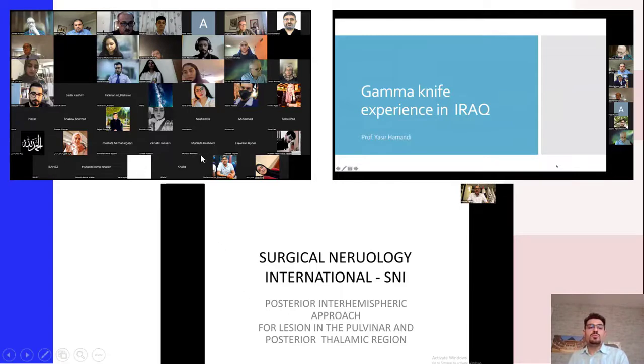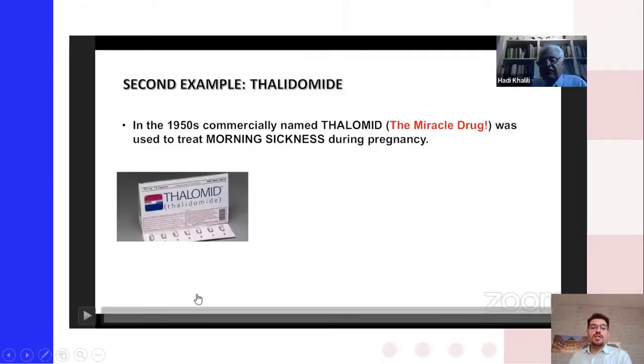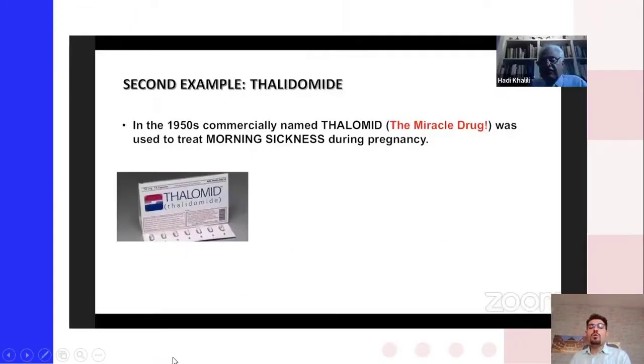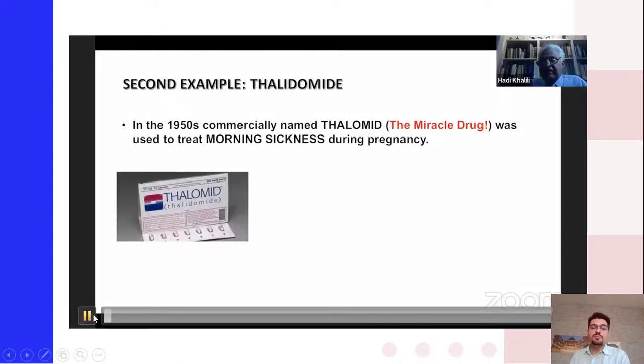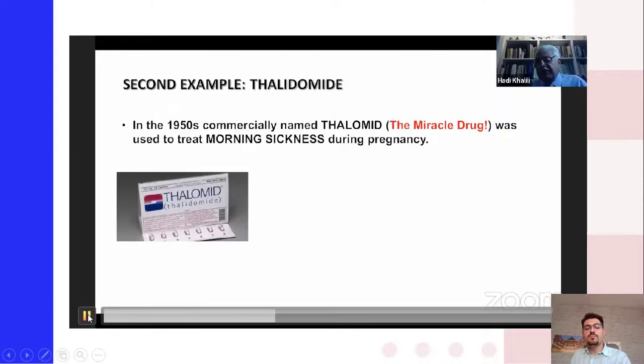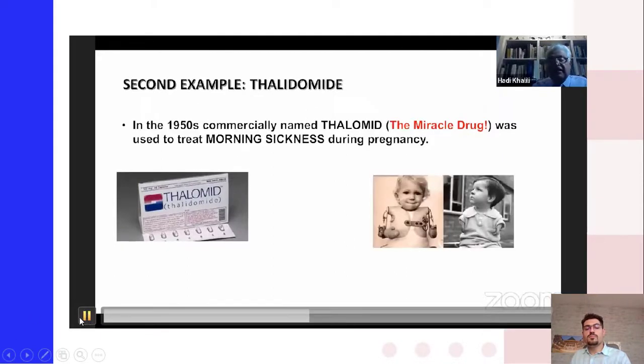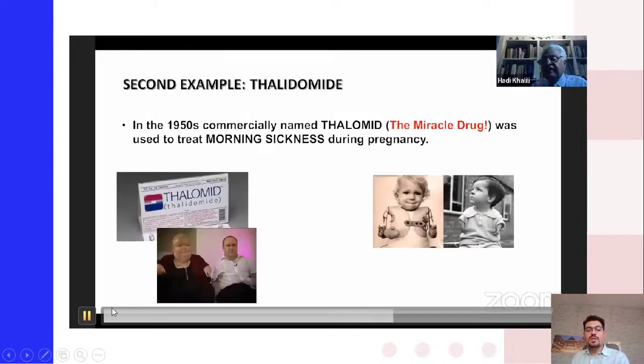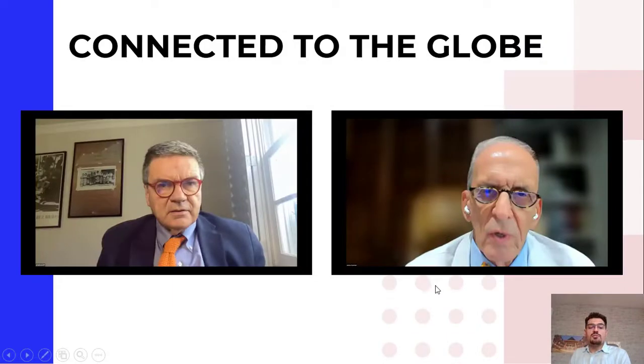And look at this, all students being comprehensive, attentive, asking, receiving, communicating with each other. Dr. Hadi Khalili here told us how important research was throughout the years, how it changed medicine. The miracle drug, it was called. It was used to treat morning sickness during pregnancy. And everybody really was happy with that. And then they discovered that it produces massive congenital anomalies. Just like that, case after case.